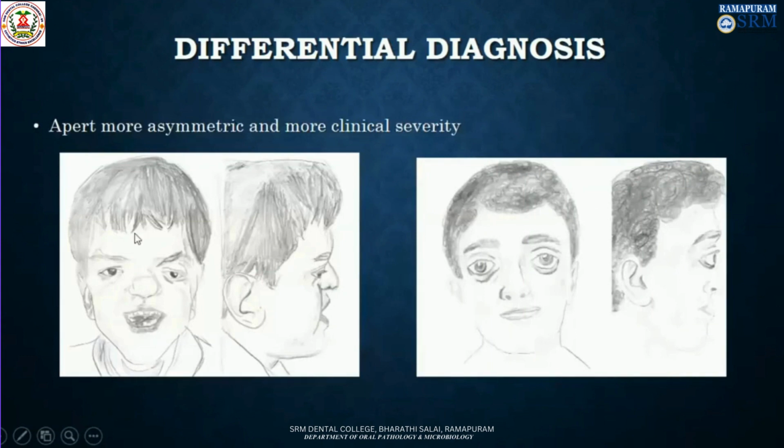So this is a picture of a patient with Apert syndrome, and this is a picture of a patient with Crouzon syndrome. So we can easily appreciate that the patients with Apert syndrome have a more asymmetric face, and the clinical severity is also more in Apert.